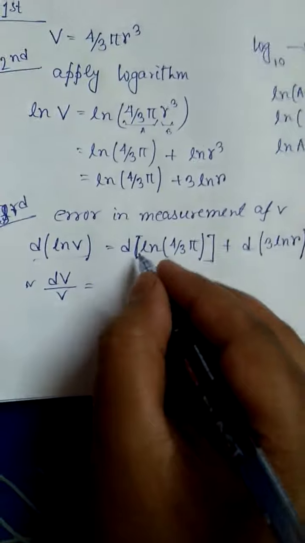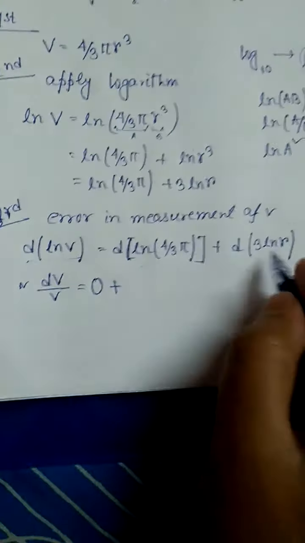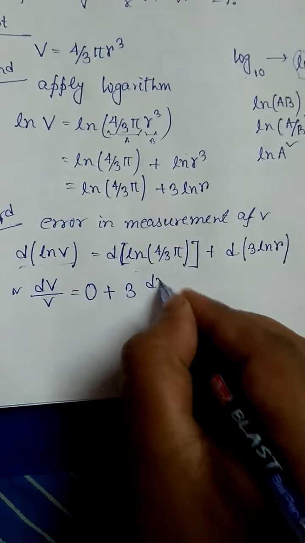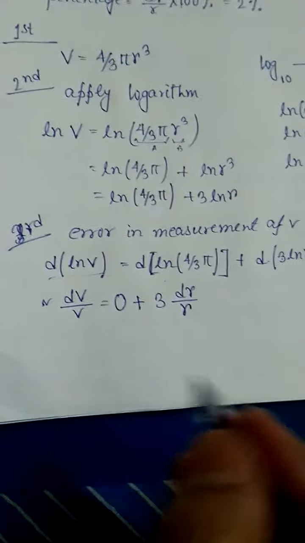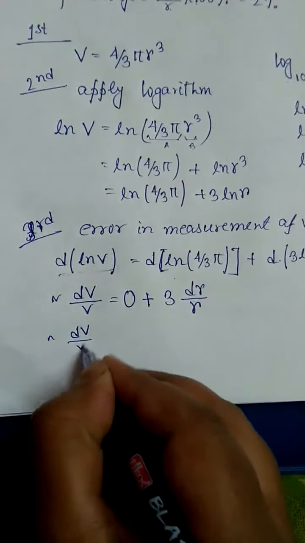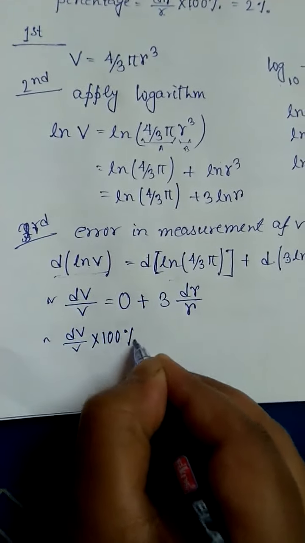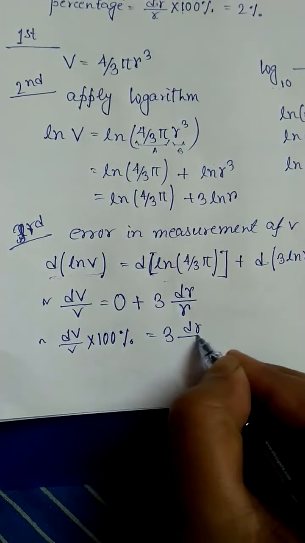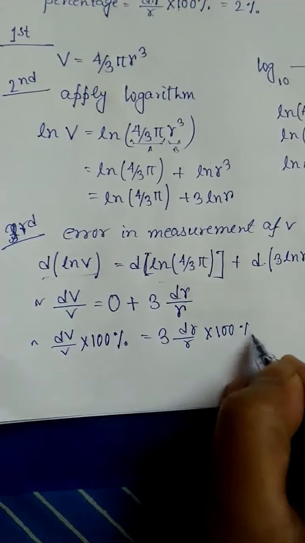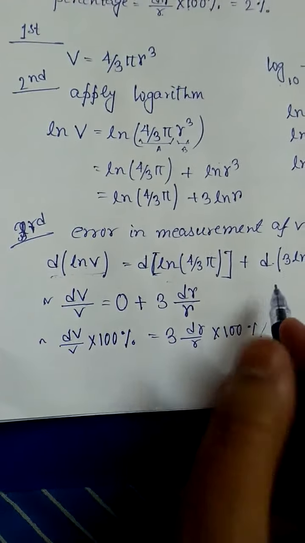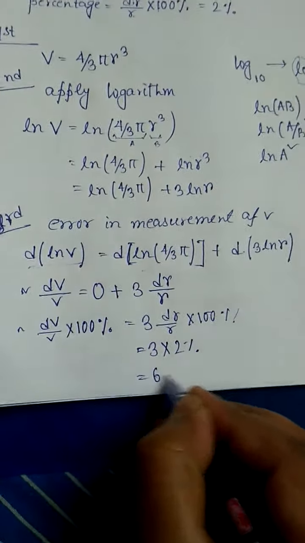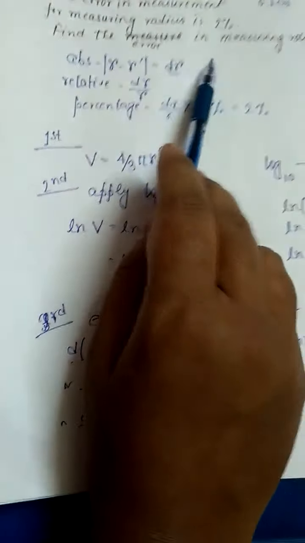So the derivative of a constant is always 0, and 3 will come out, and this is d of ln r, means dr by r. Okay, now dv by v into 100% is 3 into dr by r into 100%. So dr by r into 100%, that is already given here, that is 2%. So 3 into 2%, that means 6% is the answer for this numerical.